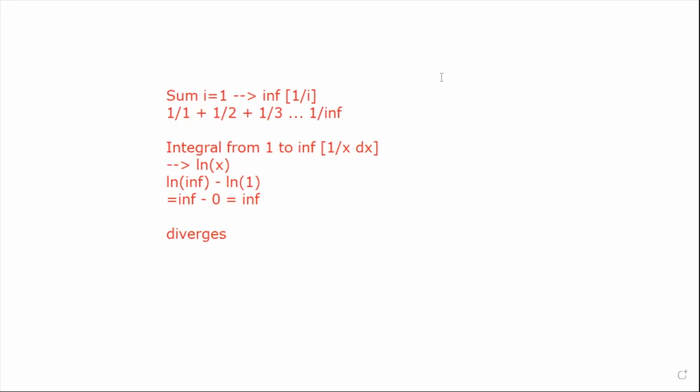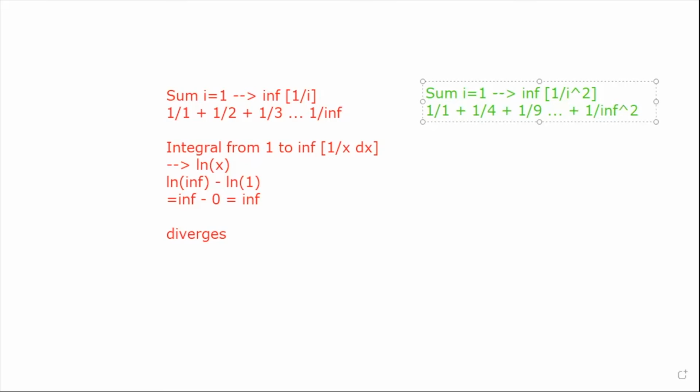Okay, now let's look at a second example. In our second example, let's look at something very similar. We're going to have i going from 1 to infinity, but now we're going to do 1 divided by i squared. So this is going to look like 1 over 1 plus 1 over 4 plus 1 over 9, dot dot dot, and it's going to eventually go to plus 1 over infinity squared.